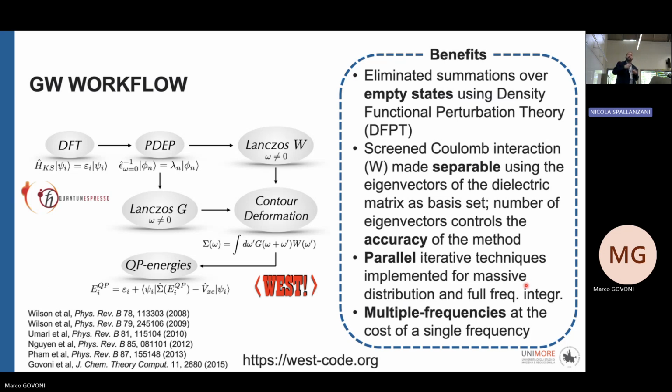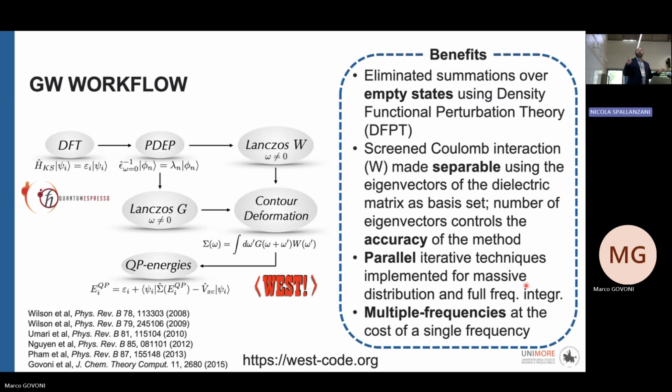it's implemented in a code called WEST that is interfaced with Quantum ESPRESSO, and it has the benefits of not using empty states, the fact that there is a full frequency integration, and there are parallel iterative techniques to help you speed up the calculation. So the WEST code was designed to tackle large-scale problems where you don't have many symmetries. If you're looking for solutions to problems where you have k points with symmetries, then this is not the strategy that you want to use.